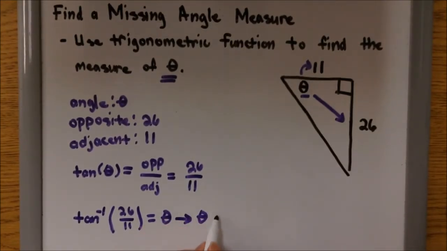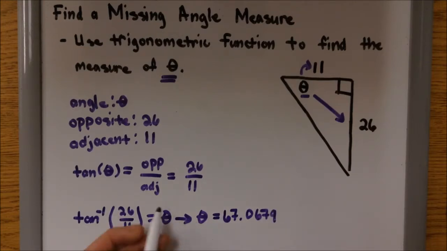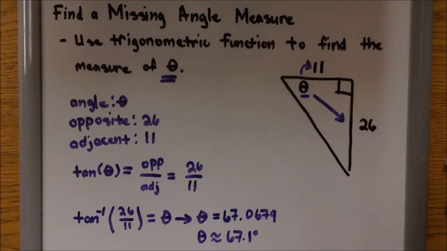So theta equals 67.0679. But I'm just going to round to one decimal place since we're near the end of the problem. So theta is approximately 67.1 degrees. Now this is tangent, so we use the inverse tangent, but what happens if we were to use the other function, cotangent? So I'm going to leave this here.